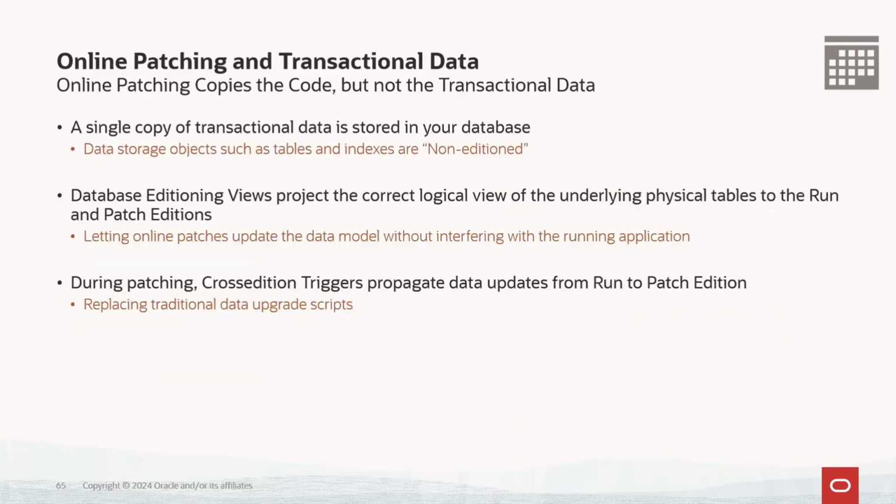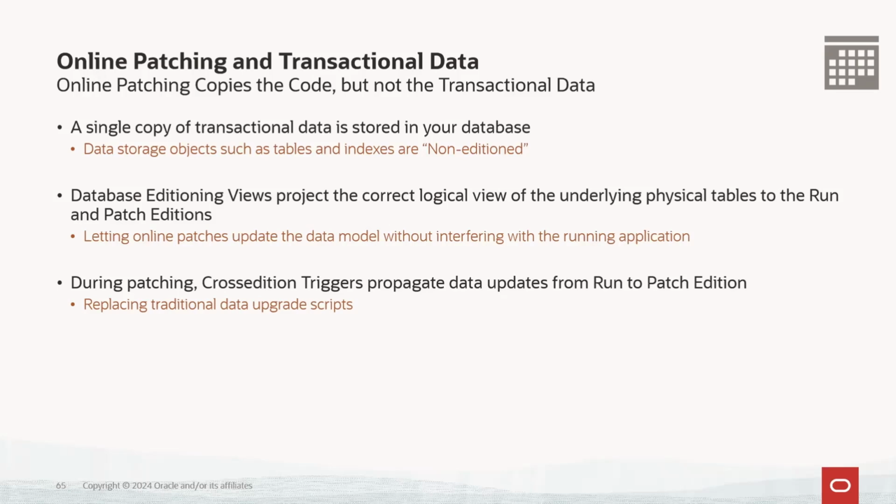So that's pretty straightforward, right? Online patching makes copies of the code. Then we switch to the newly updated code. What we're not doing, however, with online patching is making copies of the transactional data. We retain a single copy of transactional data in the database. The data storage objects, such as tables and indexes, are deemed as non-editioned.